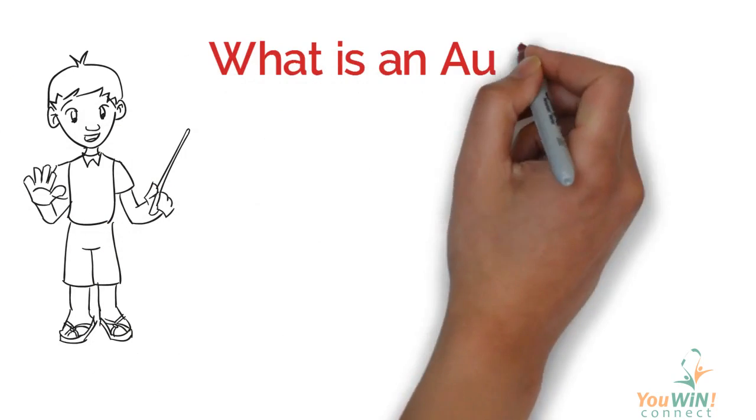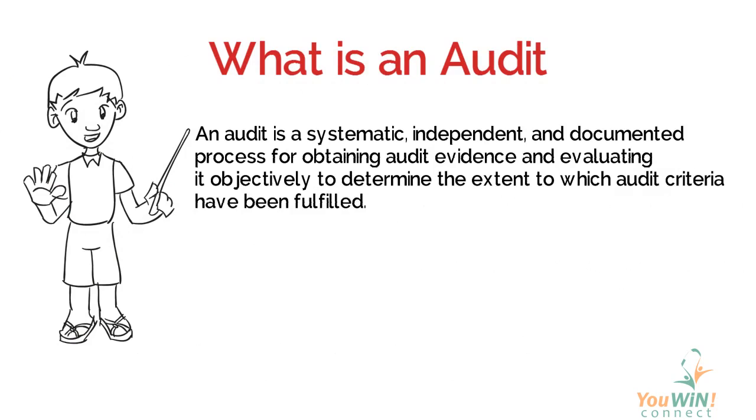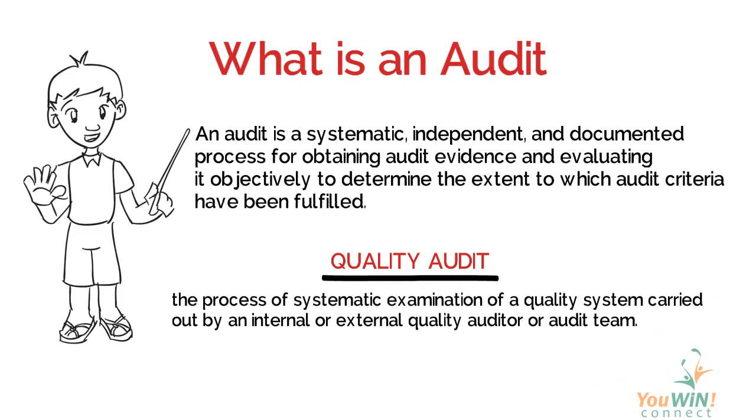So let's define an audit. An audit is a systematic, independent, and documented process for obtaining audit evidence and evaluating it objectively to determine the extent to which audit criteria have been fulfilled. For the purpose of this program, we'll be looking at what a quality audit is. A quality audit is the process of systematic examination of a quality system carried out by an internal or external quality auditor or an audit team.